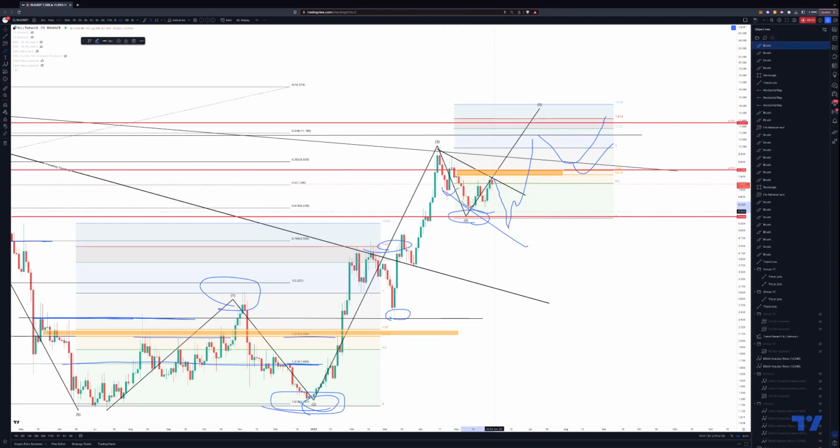We could also have the inverted head and shoulders as well. So this is a reaccumulation structure, guys.